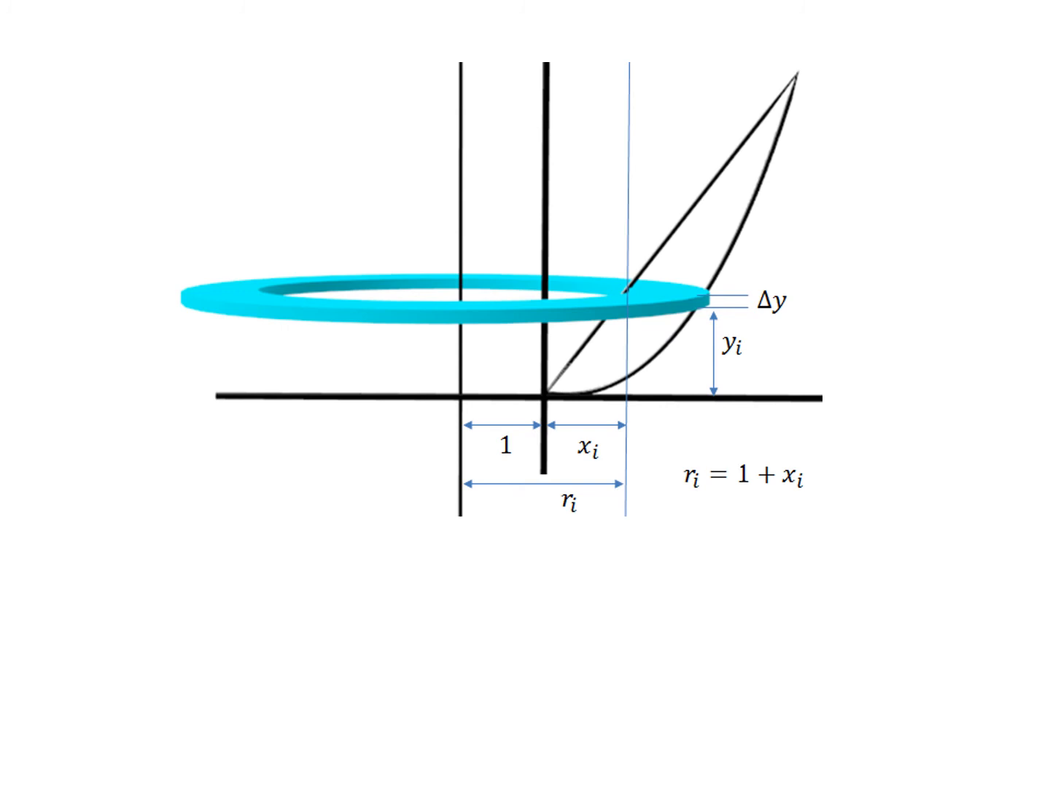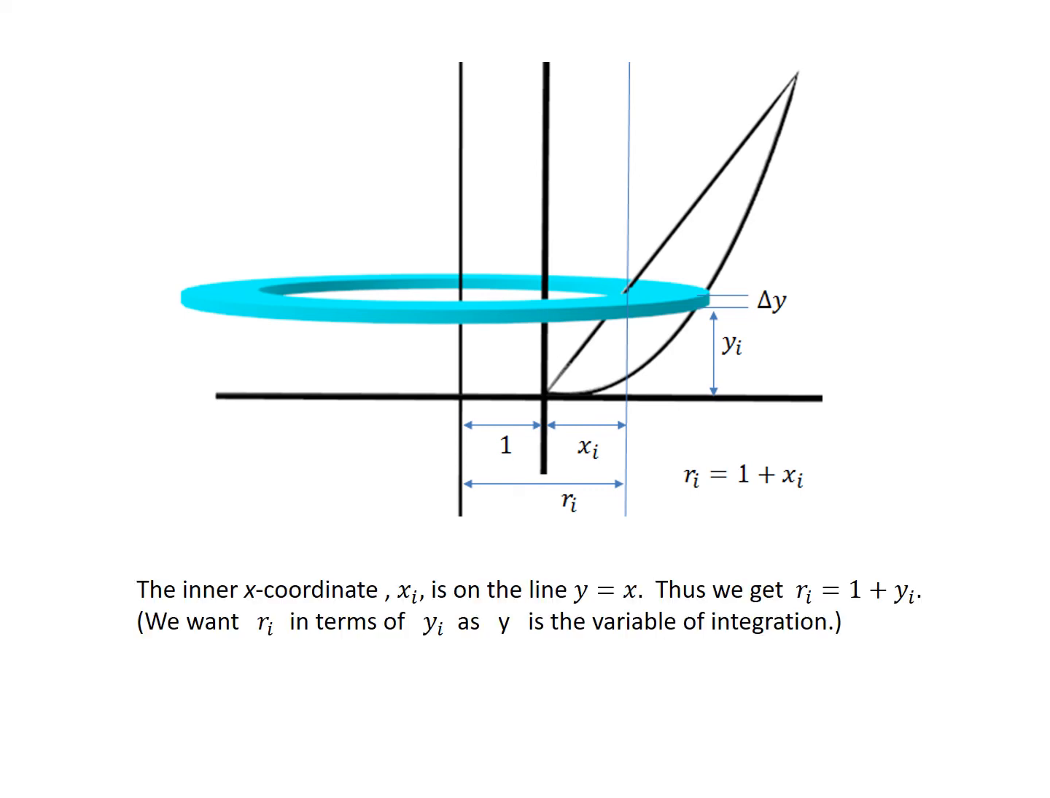Now we want to do a similar thing for the inner radius. So again, my inner radius will be 1 plus my x sub I. But now we're on the line y equals x for the inner radius. So our little r sub I is 1 plus y sub I. And again, we want r sub I in terms of y sub I, as y is the variable of integration. So notice that again, the 1 here is going from x equals -1 to the y-axis, and my x sub I is the distance from the y-axis to the x-coordinate of the point on the line.